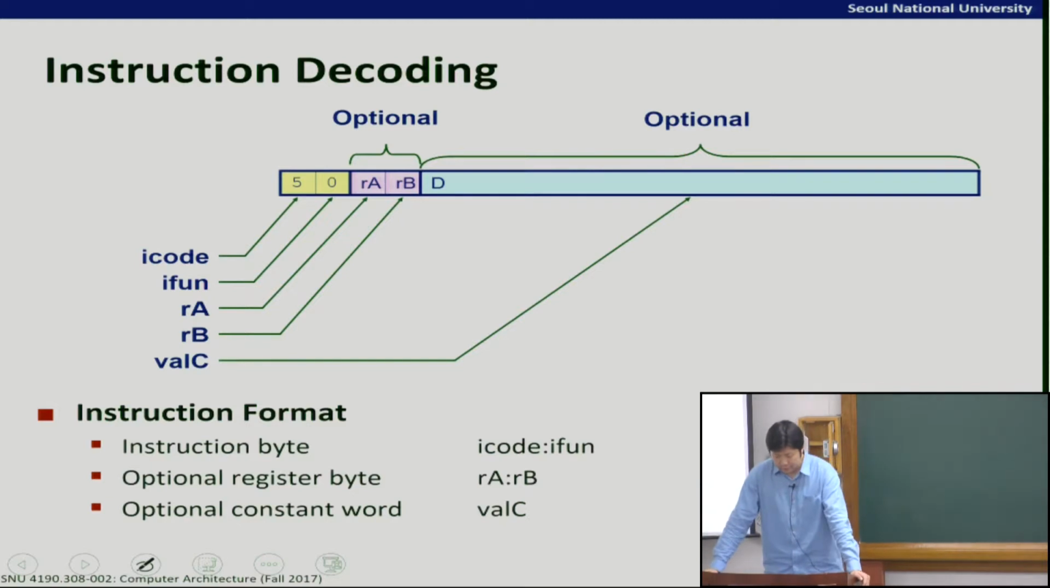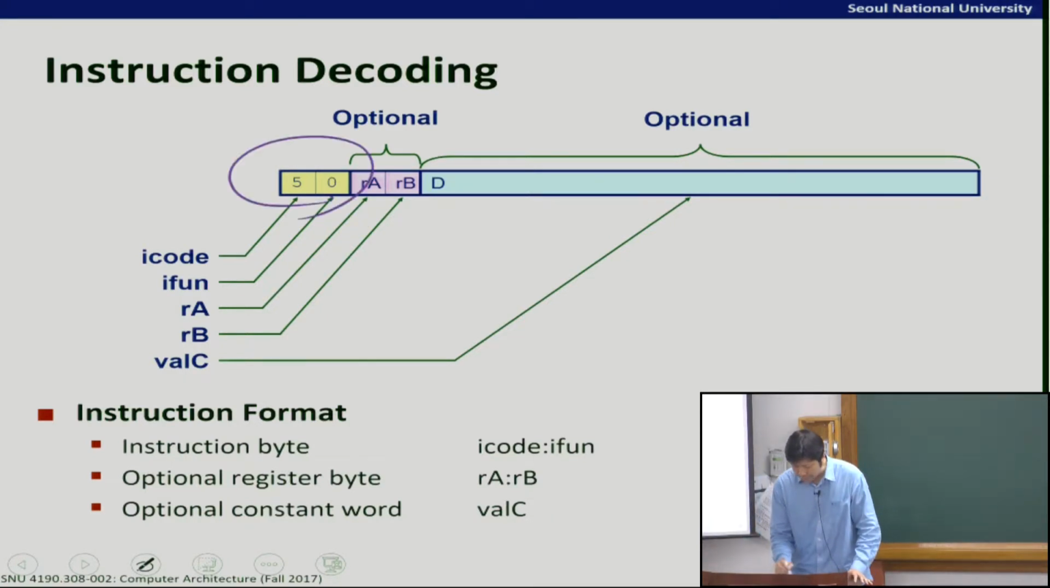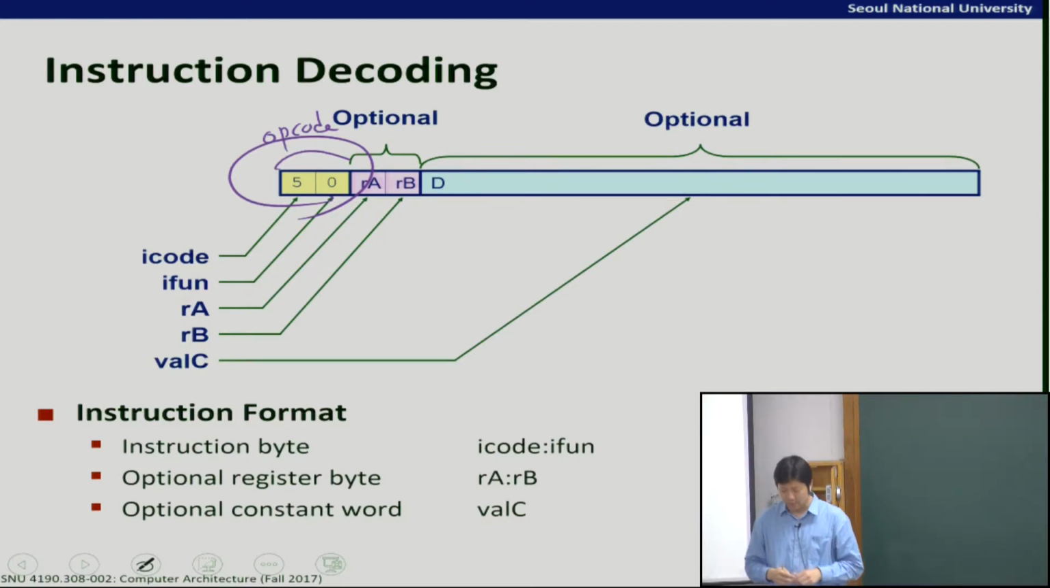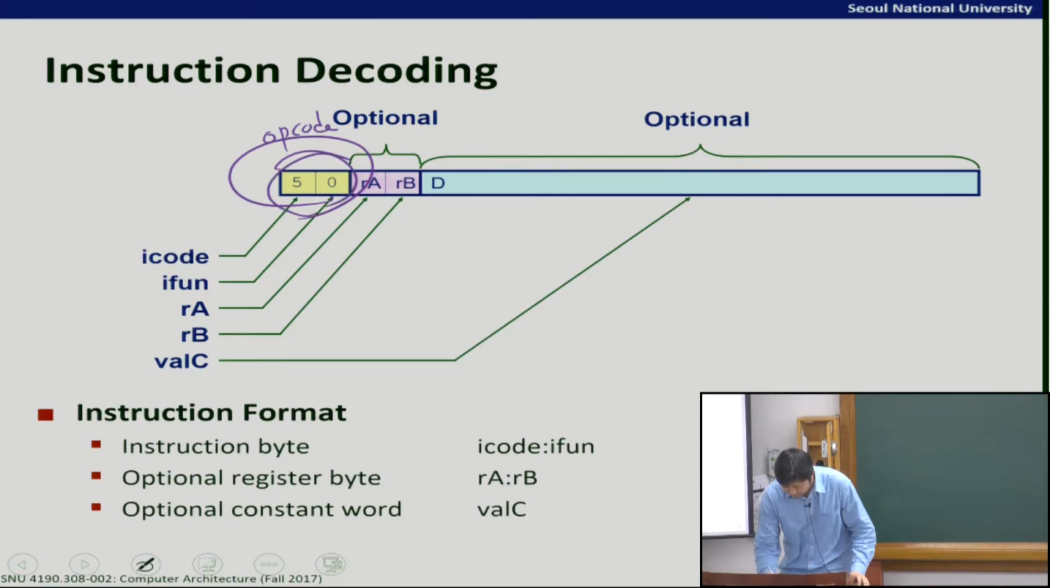Here is how an instruction is broken down. Let's first name the fields. This yellow field is required. Any instruction takes at least 1 byte. This is called the opcode. Any instruction has an opcode, even a NOP or a HALT, which do not take any operand. Even though they don't take any operand, they still have an opcode. This is the required field, the first one.